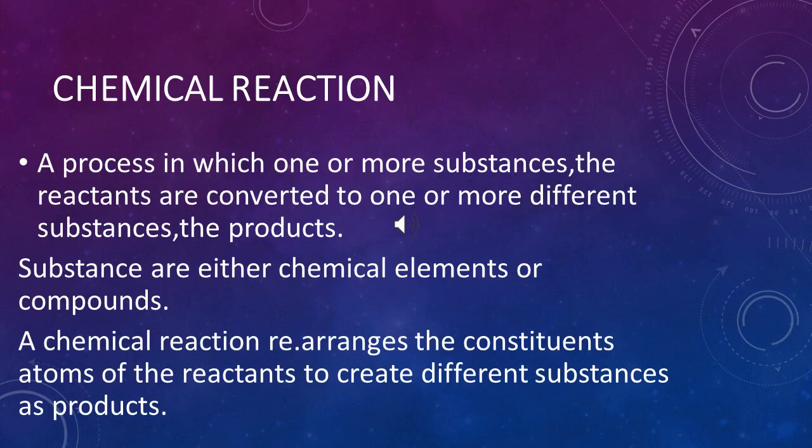Before proceeding to our main topic, let's have a review of chemical reaction. A chemical reaction is a process in which one or more substances, the reactants, are converted to one or more different substances, the products. Substances are either chemical elements or compounds. A chemical reaction rearranges the constituent atoms of the reactants to create different substances as products.